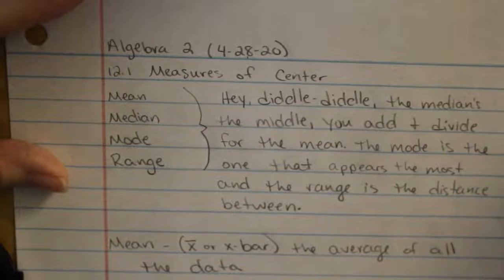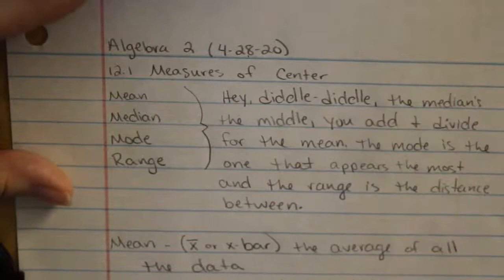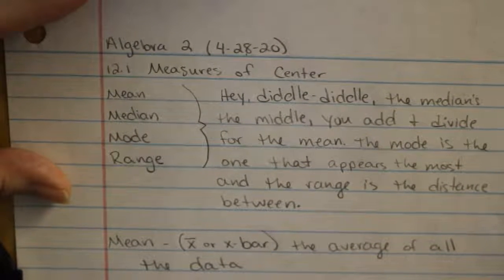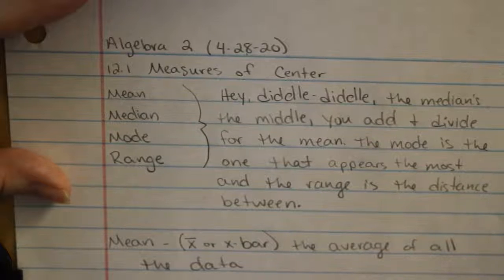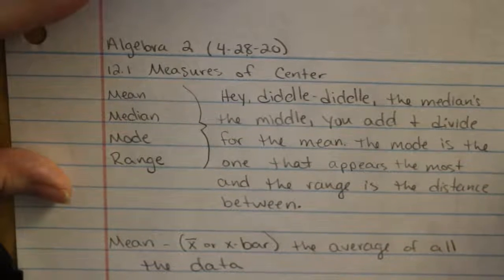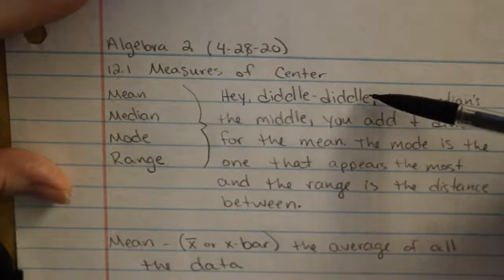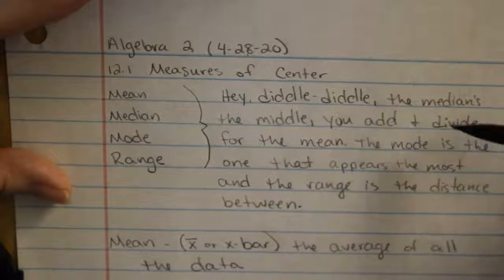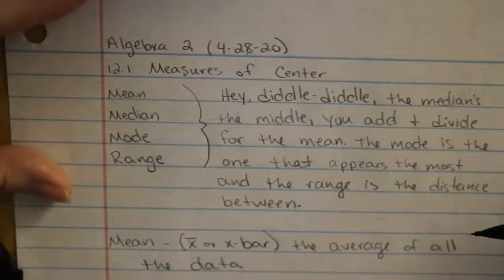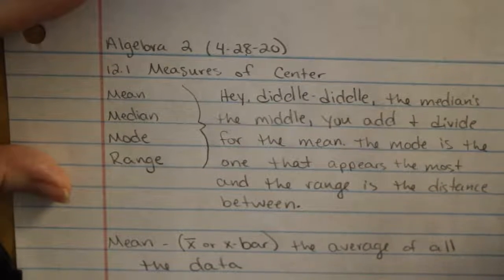little poem that you are probably going to roll your eyes at, but pre-algebra actually, believe it or not, they don't want to admit it, but they actually use this once or twice during a test, just at the beginning of the school year. So it says, hey diddle diddle, the median's the middle, you add and divide for the mean, the mode is the one that appears the most, and the range is the distance between.